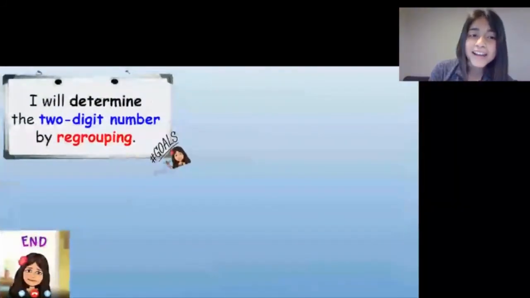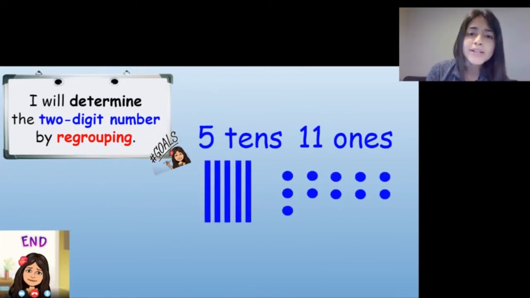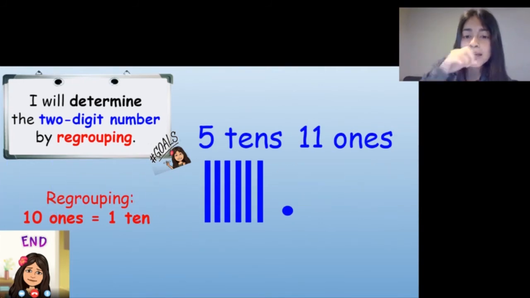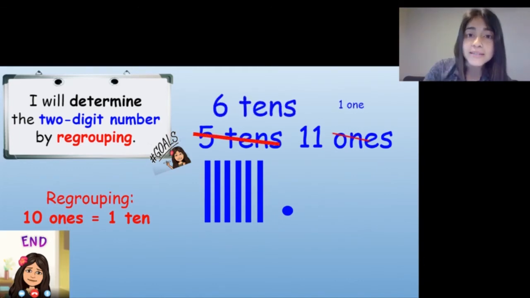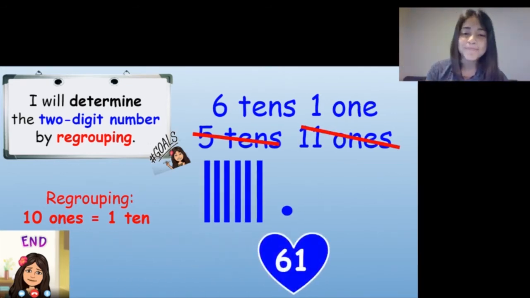All right, today we practiced determining or figuring out our 2-digit number by regrouping. And what that meant was we started with a number that had more than 10 ones. We drew a picture of it. We figured out which 10 ones we wanted to exchange for 1 10. And then we figured out how many 10s we have and how many ones we have. And then we put that number together to make our 2-digit number. So in this problem here, we have 6 10s and 1 1, and together that makes, that's it, 61.